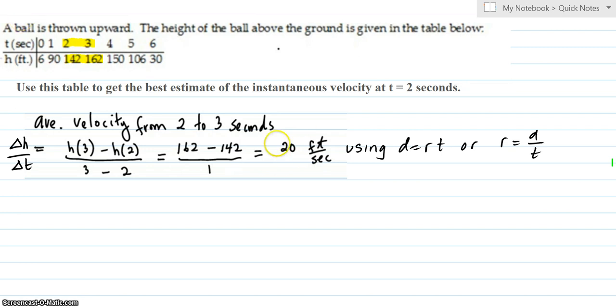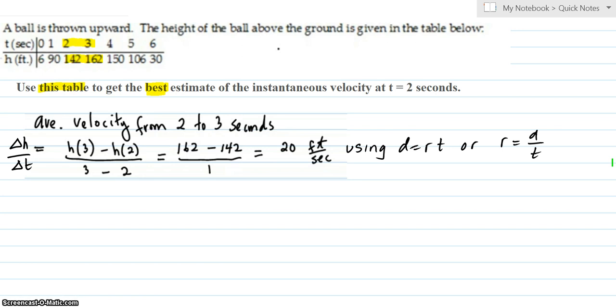We also used this 20 feet per second as our instantaneous velocity. So now in this video, we want to get the best estimate. See if we can get a better estimate than 20 feet per second, because a lot can happen in 1 second. And we want to use this table. Yes, if we had more data, we could get a better estimate.